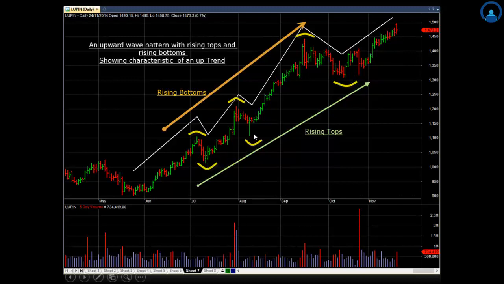Now compare these bottoms and you will see that each bottom is above its previous one. This one is above this bottom, this one is above this bottom, and so on. Similarly, each top is above its previous top. This is above this one, above this one, above this. Thus, an uptrend has a series of upward moving wave structures. Similarly, the exact opposite is a downtrend.